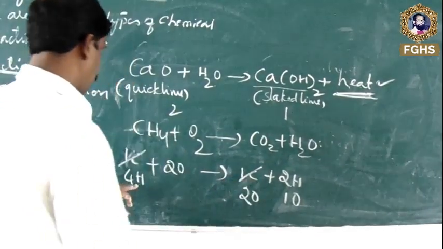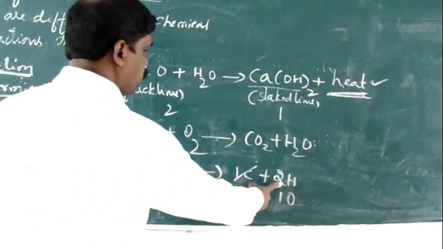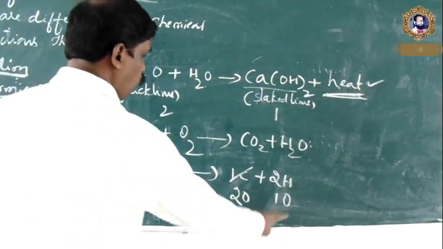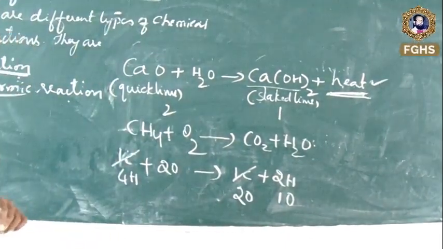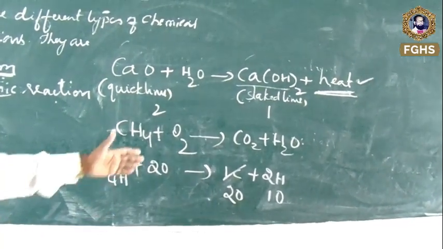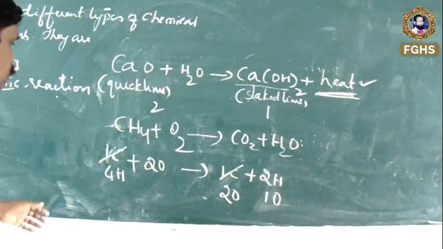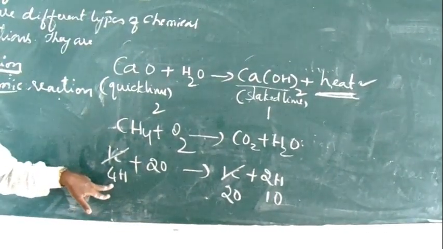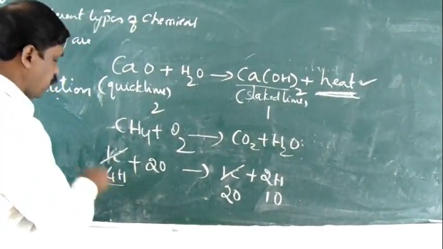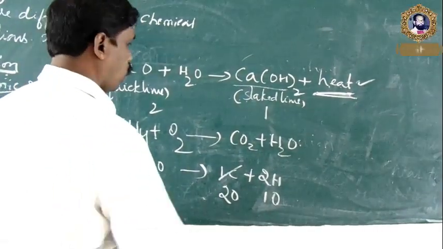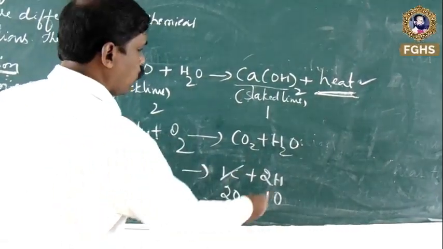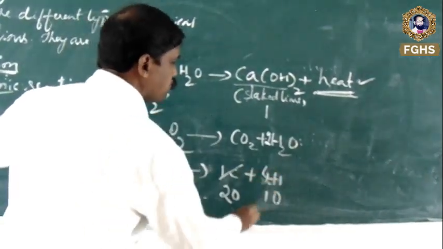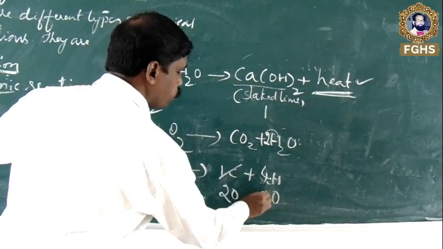1C, 1C, here 4H, here 2H, here 2O, but here 3O. So what to do now? We have to balance the chemical equation because this equation is not balanced. Let us start from hydrogen, which has the higher number of atoms. 4H is here. In order to make it 4, what we have to do? Here we have to put 2. Then it becomes 4H.